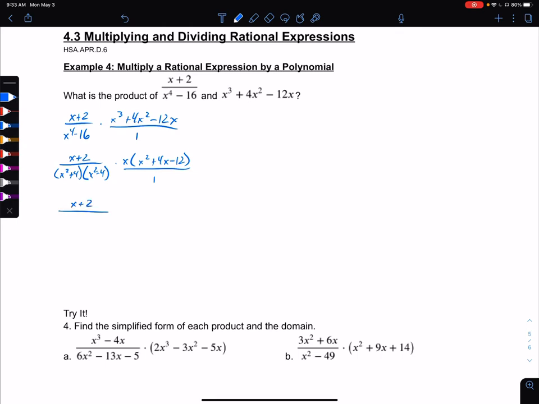So x plus 2, x squared plus 4 is the sum of two squares, so we're going to leave it alone. But the x squared minus 4 is the difference of two squares, so that's going to be factored again into x plus 2 times x minus 2. Let's throw some parentheses around that, and then multiply by x. My numerator, the x squared plus 4x minus 12: I want to see if I can find factors of negative 12 that add up to 4, which I can. Those are going to be x plus 6 times x minus 2, because 6 times negative 2 is negative 12, and 6 plus negative 2 is a positive 4. And once again, we'll keep that over 1.